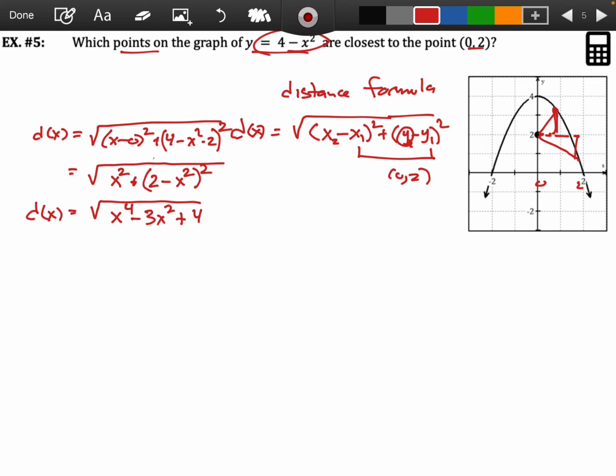Some books are saying that you could kind of neglect the square root because the point is not going to be that different, to make it a little bit easier for yourself. But I'm not going to do that. I'm actually going to just solve it with the derivative.